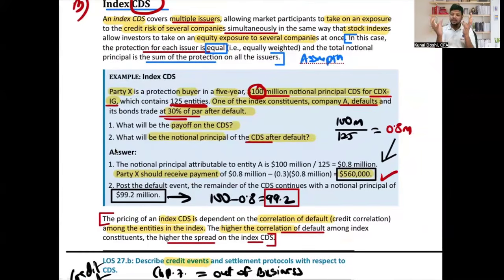And now out of the entire pool of 100, 0.8 is out. One bond is out. So 99.2 is the new pool. So the new notional principal will be 99.2. Understood this point? Clear.